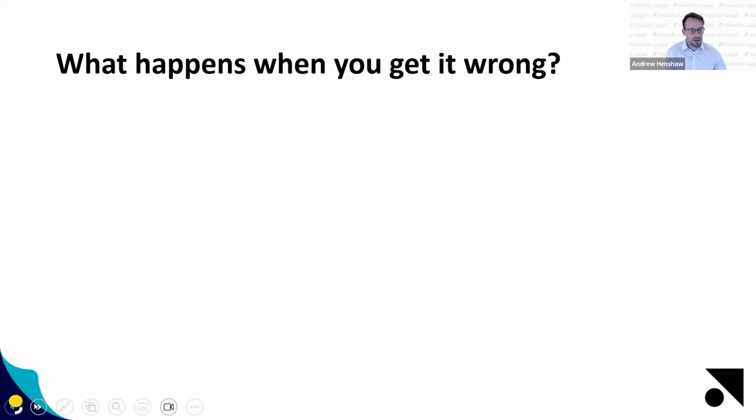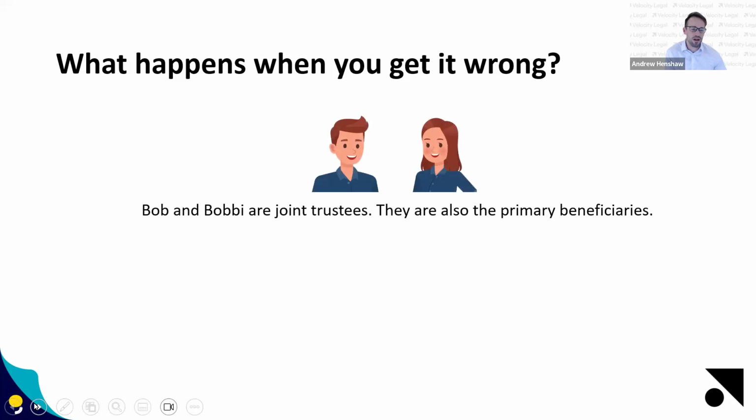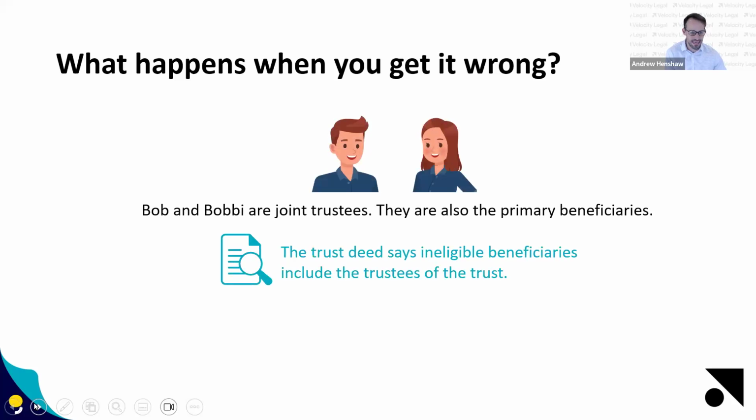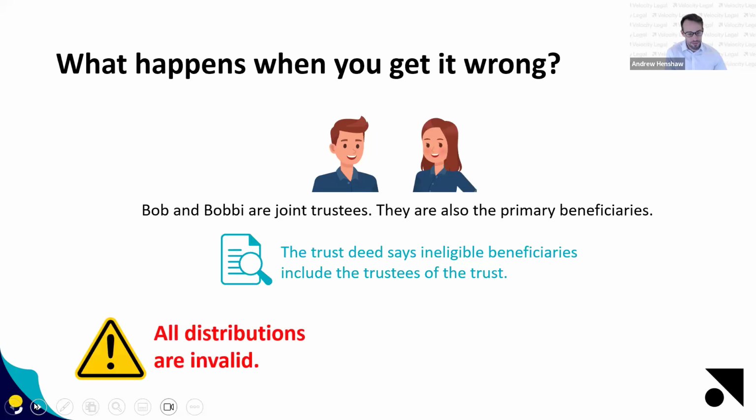So it's probably worth starting with, well, what if you get it wrong? What's the worst that could happen? And this is an example. We've got Bob and Bobby. They're the joint trustees of a family trust. They're also the primary beneficiaries. But the trust deed says ineligible beneficiaries include the trustees of the trust. And this is not that uncommon as a provision. So any purported distributions to Bob and Bobby are not valid.